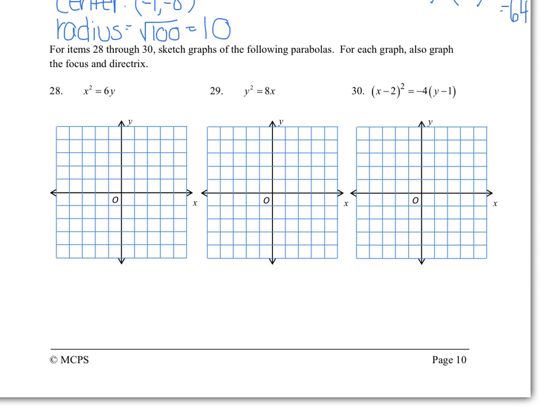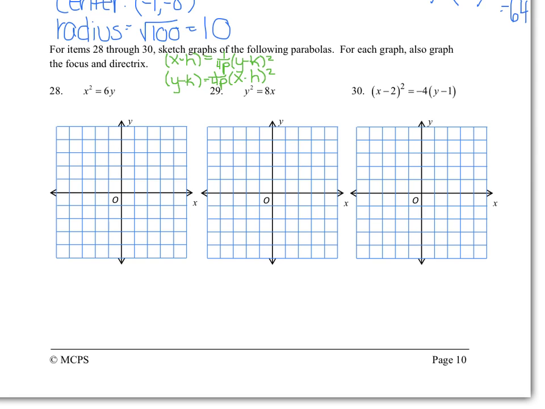So we're given both ways. One way of looking at it is x minus h equals 1 over 4p times y minus k squared. And then we have it for y as well. Y minus k equals 1 over 4p times x minus h squared. Again, these are given in the formula sheet, so you don't need to memorize them.